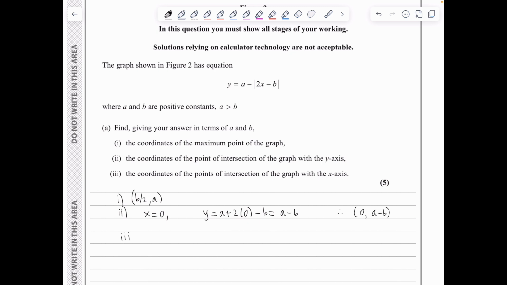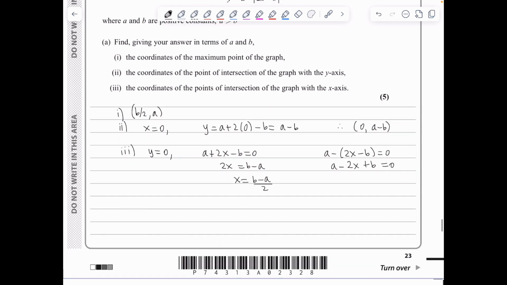And for the cuts on the x-axis, we're putting y is equal to 0. So we've got a plus 2x minus b is equal to 0, and a minus brackets 2x minus b is equal to 0. So we've got 2x is b minus a, leading to x is b minus a over 2. And here we've got a minus 2x plus b is equal to 0, which leads to a plus b is 2x, and therefore a plus b over 2 is the value of x.